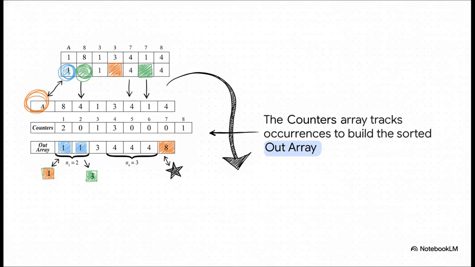Okay, so this visual here really breaks it down for us. We scan that input array, A, and fill up our counters array. So we find 2 ones, and bam, the counter for 1 goes up to 2. We see 3 fours, so the counter for 4 becomes 3. And then that counters array becomes a perfect blueprint for our answer. It literally tells us, okay, write out 2 ones, 1 three, 3 fours, and 1 eight. See, no complicated back and forth comparisons, just counting.